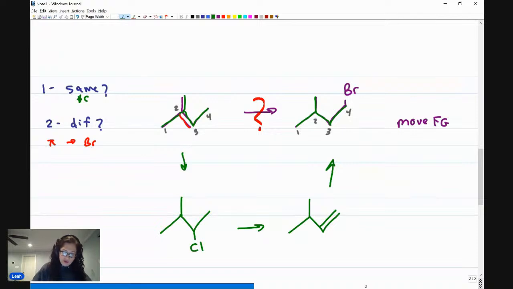And let's fill in the reagents. How do I go from a pi bond to a chlorine? Since the chlorine is on the less substituted carbon, I need an anti-Markovnikov addition. That means I'm going to use HCl, but using peroxides. This is the radical reaction. HCl and peroxides will put the chlorine on the less substituted carbon.